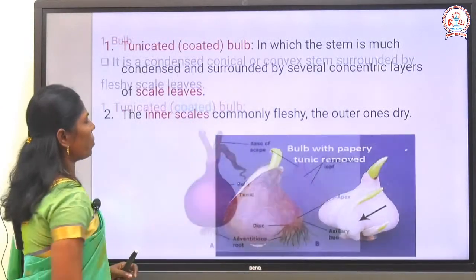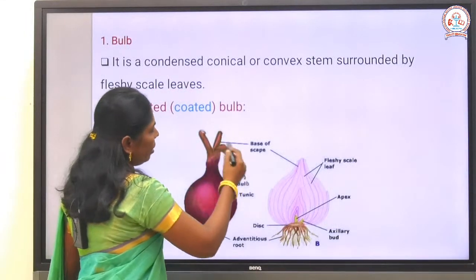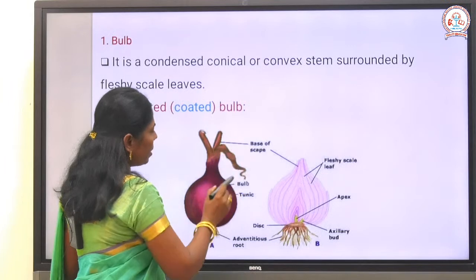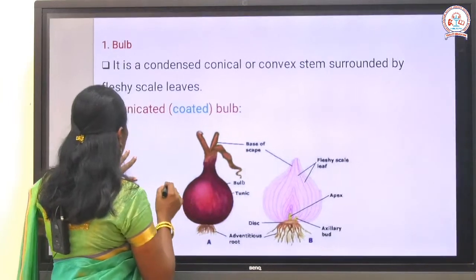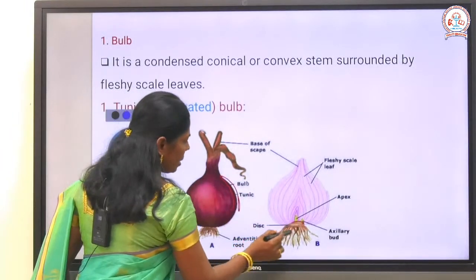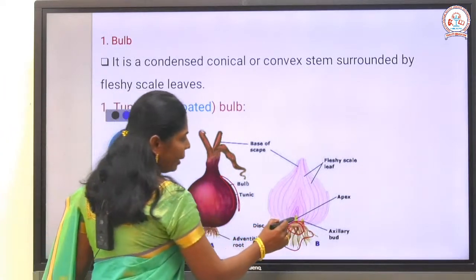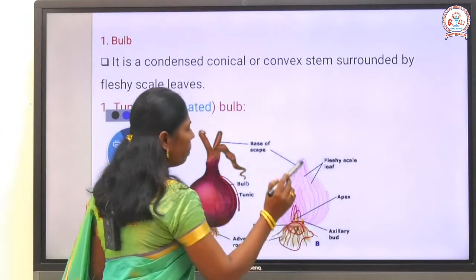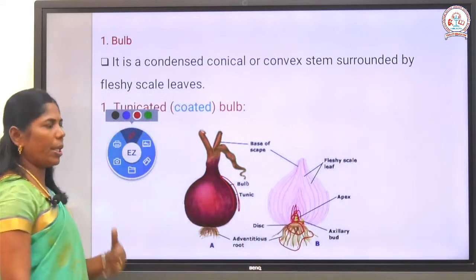So what are the parts in the onion plant? There is the base of the scape, this is the bulb, and another is the tunic. This region is considered the tunic region. This is the disc, these are advanced roots. This is the axillary bud, present inside. This is the apex region. From this region the plant originates.